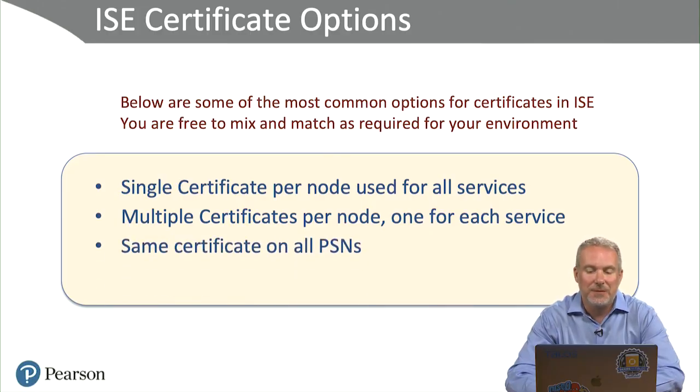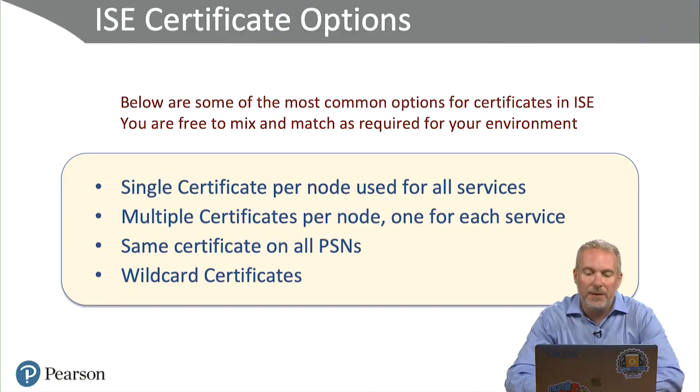You could use the same certificate on all PSNs, meaning you will request the certificate from one node, bind that certificate to that node, then export both the public and the private key and re-import that into all the remaining nodes. Or you can use wildcard certificates. Wildcards are where we allow you to use the same certificate for multiple hosts that have the same DNS suffix, and we'll talk more about that in the next slide. You can use any combination of these as well. It's very flexible, which can sometimes be both a good and a bad thing.